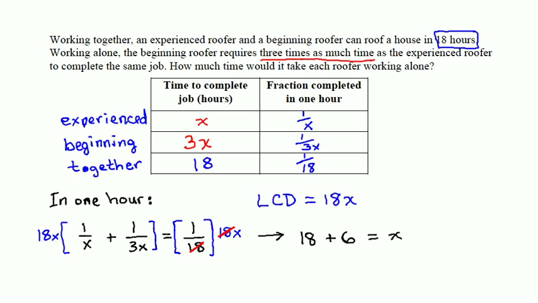So in this case, after clearing the denominators, our equation is just incredibly simple. All I have to do is add 18 plus 6, and I'm already done solving. This is the time working together, or the time for the experienced worker, rather. So I still need to find the time for the beginning worker, which is 3x, and that's going to be 72. So these make up my two answers. The experienced worker takes 24 hours to complete the job.